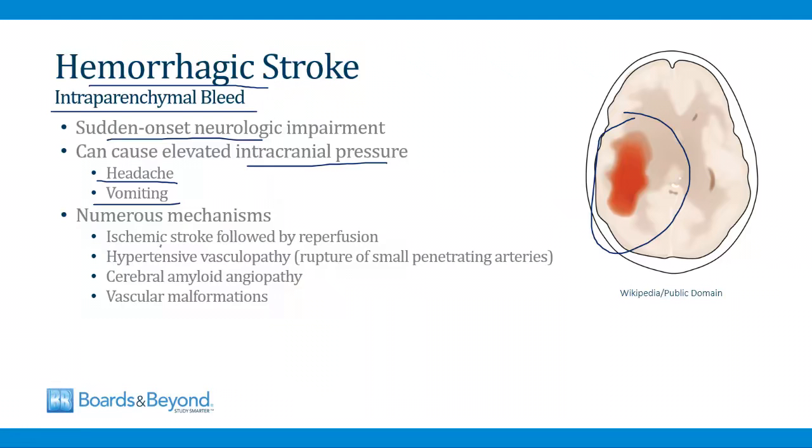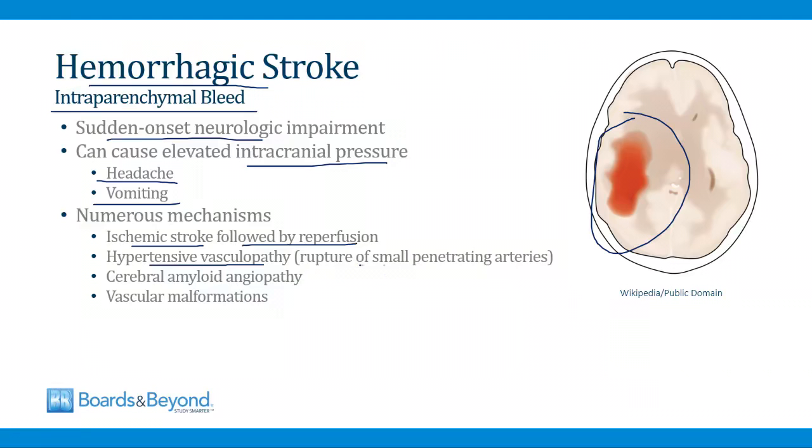One of the most common ones is an ischemic stroke that transforms into a hemorrhagic stroke after reperfusion. We'll talk more about this in a few slides, but a stroke that is initially ischemic several hours or days later can lead to bleeding and convert to a hemorrhagic stroke. Another common mechanism of hemorrhagic stroke is hypertensive vasculopathy. This occurs in patients with poorly controlled hypertension.